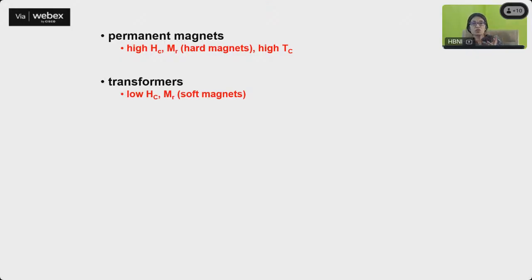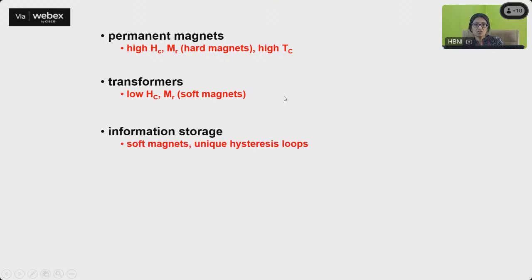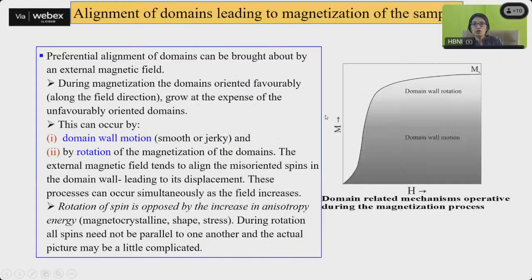When you look into the hysteresis loop, you should see that if the material is having a high coercivity, high remanent value, and it has a high Tc, then it is going to be a material which is used for permanent magnets. Whereas when you are looking for something which should be applicable in transformers, you are using something which is having a very low coercivity and a very low remanent magnetization value. For information storage also, you are looking at soft magnets with unique hysteresis loops. So for information storage, these are the kind of loops you are looking into.